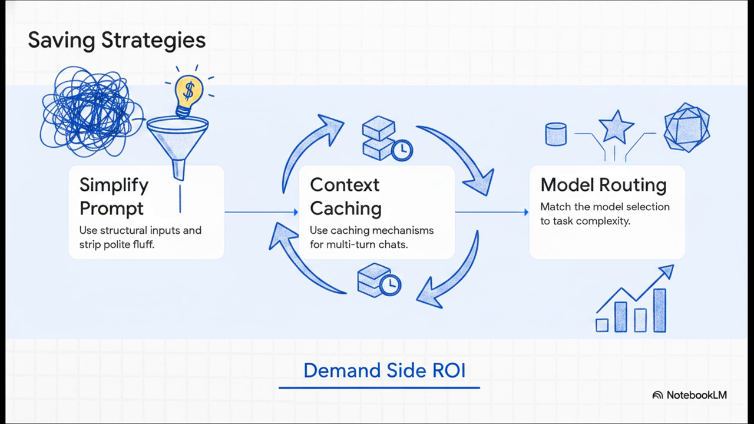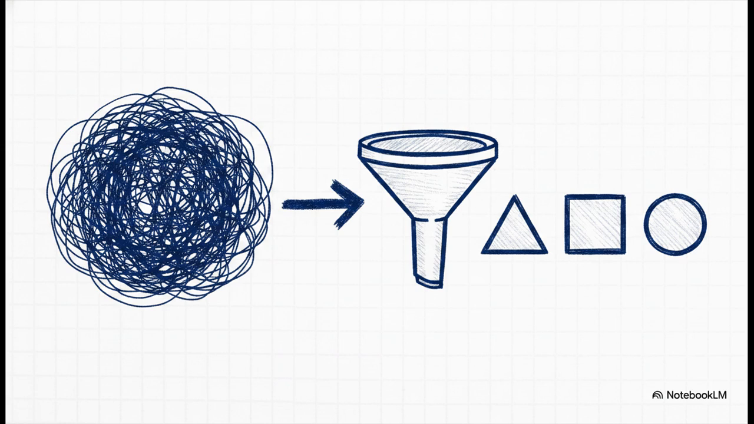Let's break these down. First up, simplify your prompts. Like we saw earlier, you really have to stop treating the AI like a human at a networking event. It doesn't need small talk. Strip away the polite fluff. Instead, use structured, almost symbolic inputs. Your entire goal here is to convey your exact intent using the absolute minimum number of tokens possible. It's all about surgical precision.